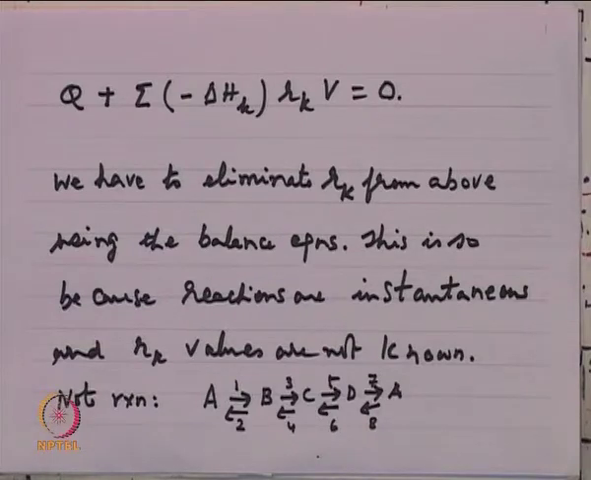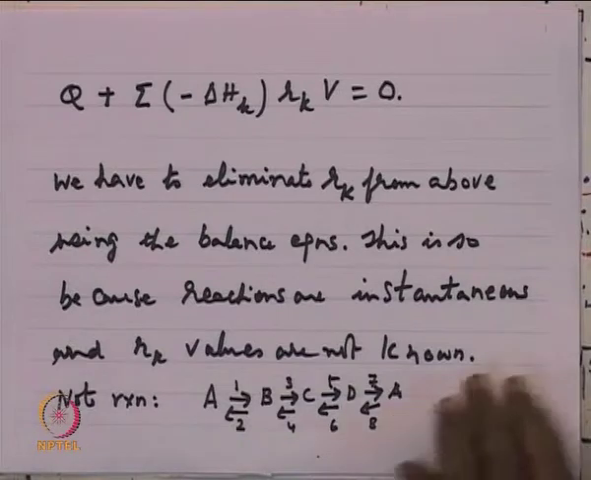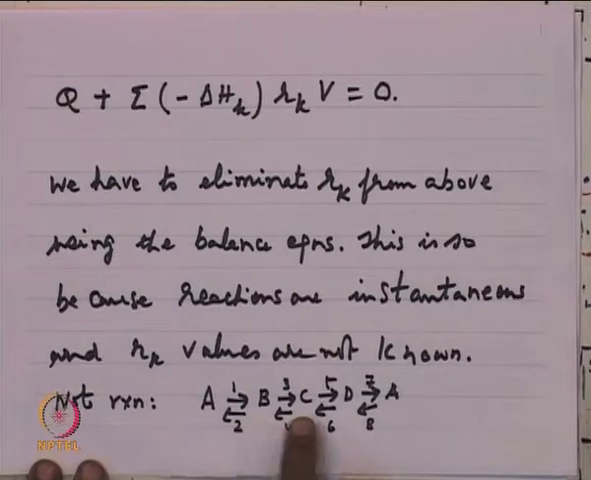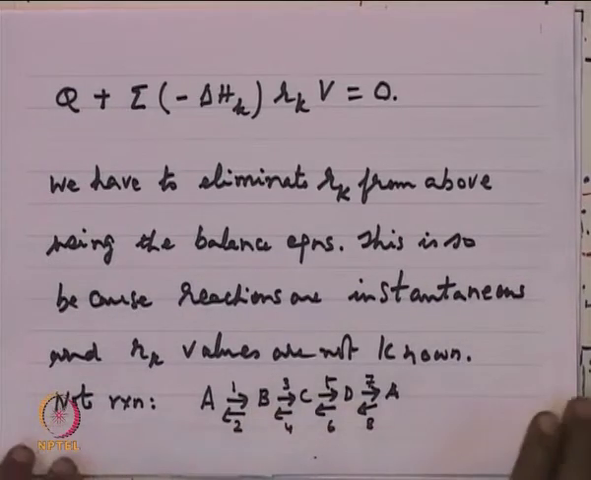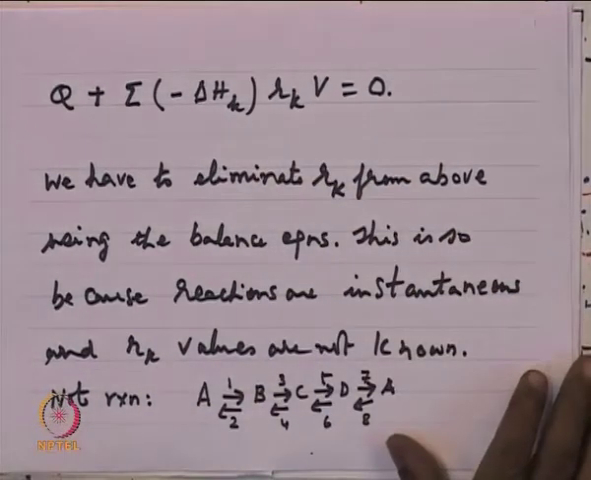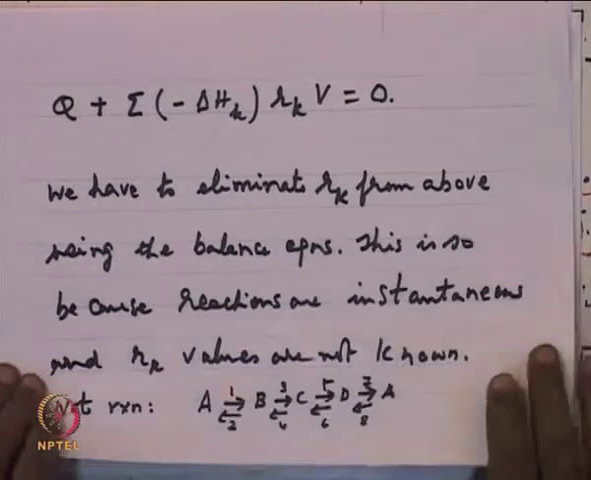Now, we know that Rk being an instantaneous reaction, we do not know those numbers, and therefore, we must find other ways of finding out Rk. So, recognizing that we have A going to B going to C going to D going to A, it is a rectangular reaction, all of them are reversible. There is a procedure by which we can eliminate Rk using our material balance. Let us see how to do this.